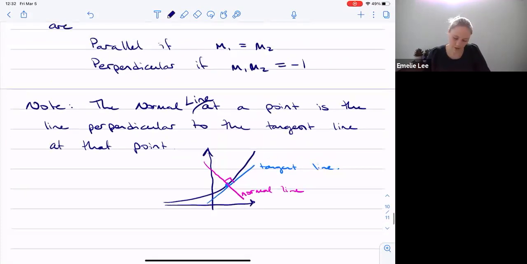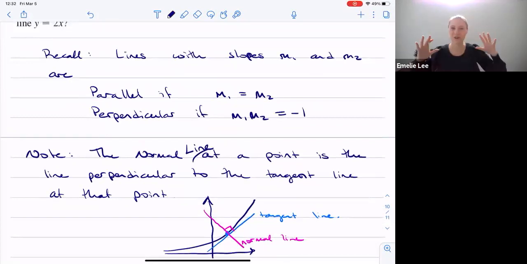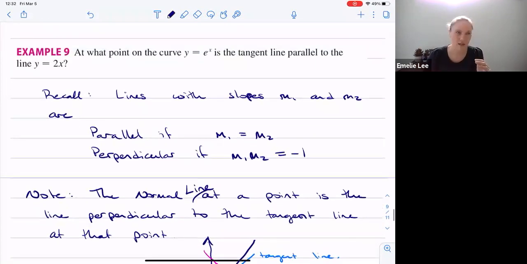Okay, so now that we've gone back and reestablished what it means to be parallel and perpendicular, we can reread the question and figure out what we need to do. So at what point on the curve y equals e to the x is the tangent line parallel to the line y equals 2x? Now notice that y equals 2x, that's a straight line with a slope of 2 and a y-intercept of 0, right? And so I know the slope of the second line, right? And I need the slope of the tangent line here to be 2, right?